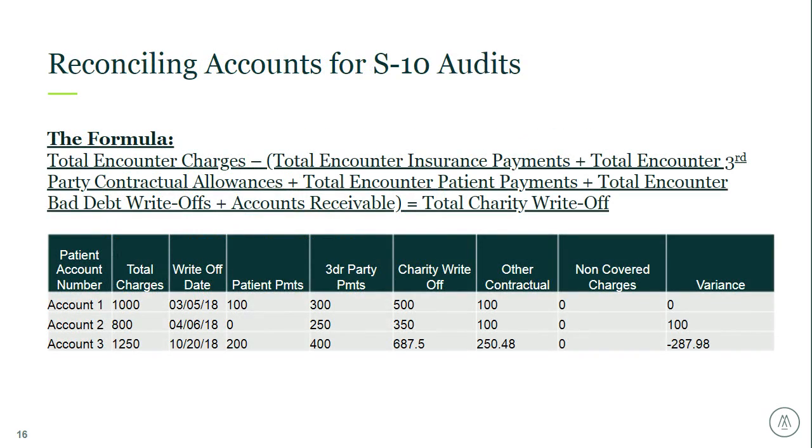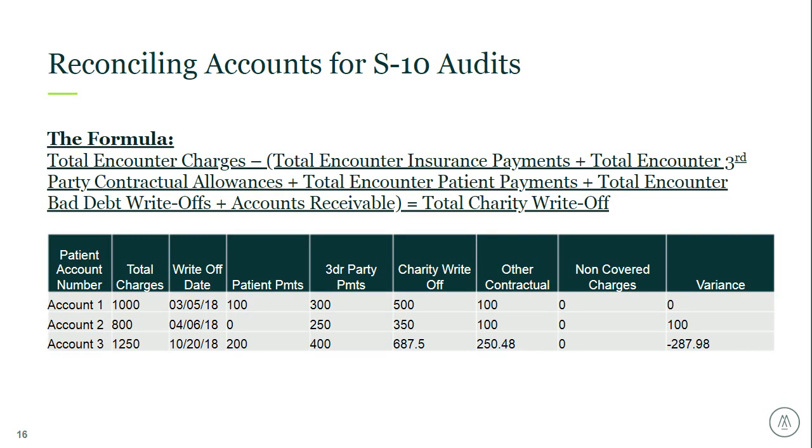Something I wanted to bring to light is that before the audits began, there are a number of things auditors are testing these samples for, and one of those relates to reconciliation of accounts. On these detailed listings that we're providing, you can see that these templates are very difficult to complete, but the formula the auditors are expecting to receive is total charges, less payments and adjustments, and those should equal the charity write-off. You can see on account 1, this account reconciles to a variance of 0.